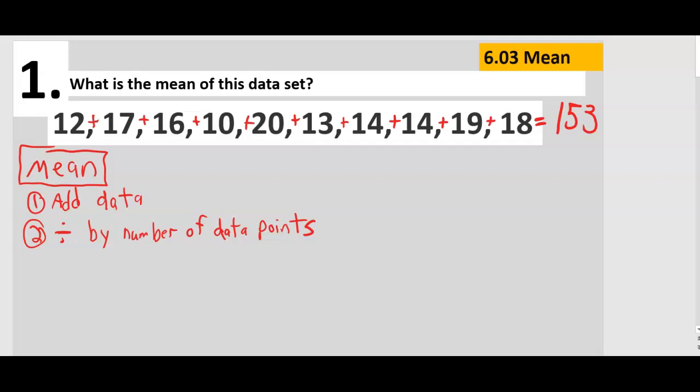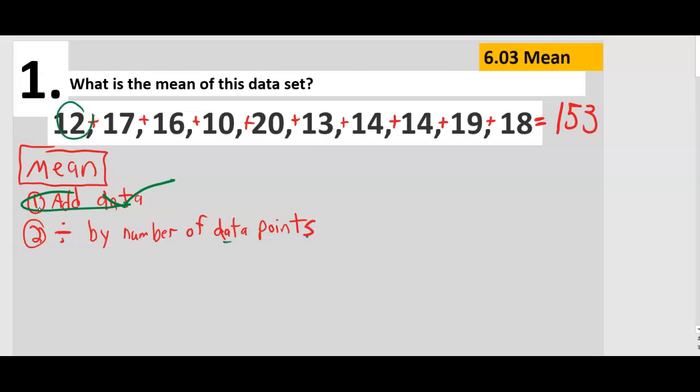So I plugged all this in the calculator, added them all up, and I got 153. Sorry, I mispronounced that, I believe. It's not 153. 153 would look like this. 153. So I'm trying to be really careful and say 153. Okay, so step one, check. Step two, divide by the number of data points.